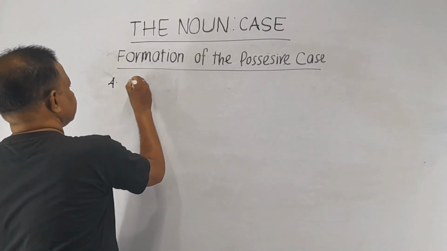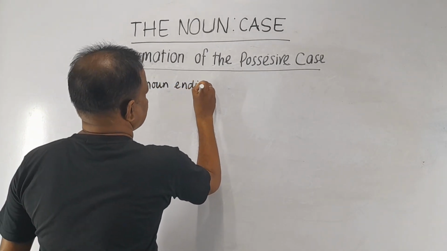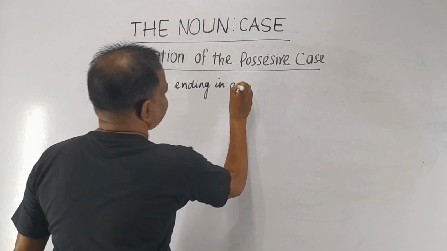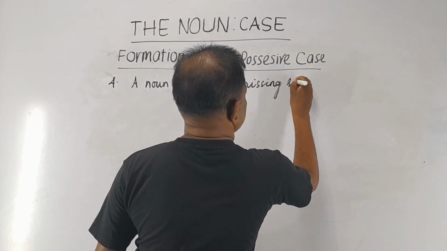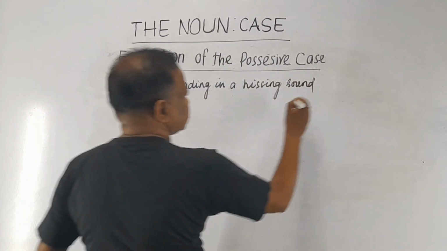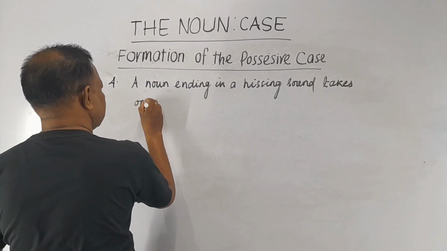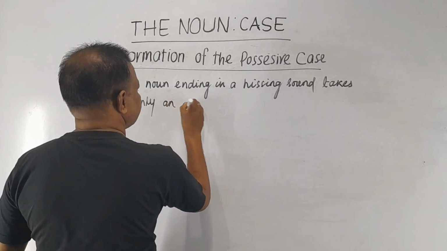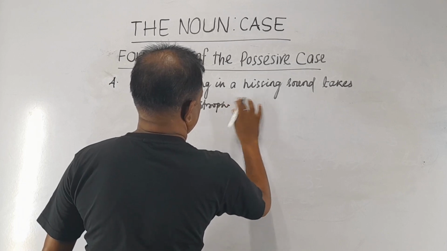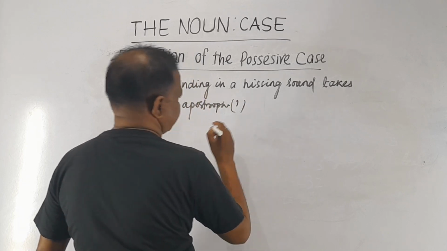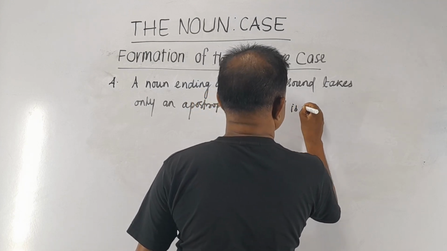Rule number 4. A noun ending in a hissing sound takes only an apostrophe, and s is not added.